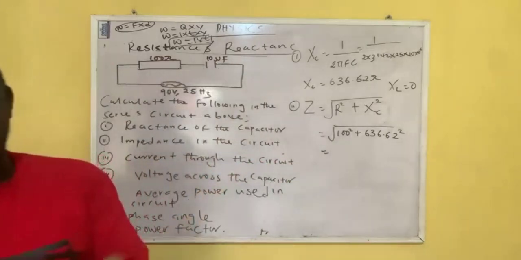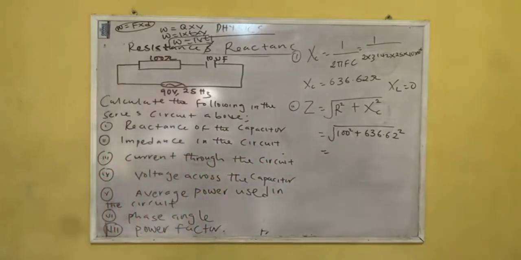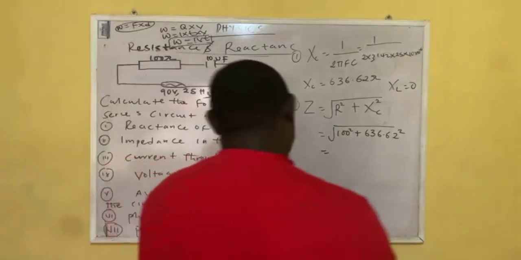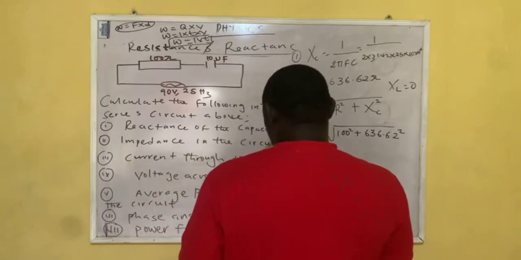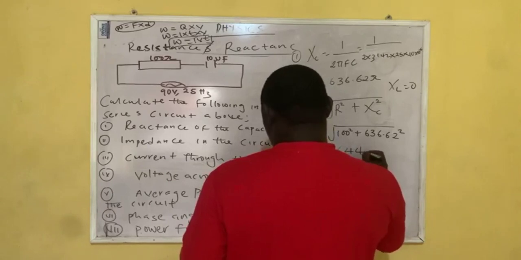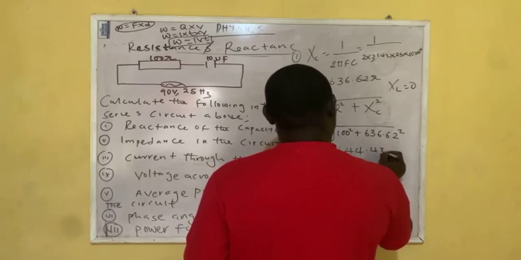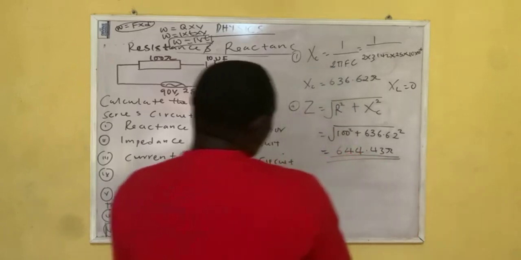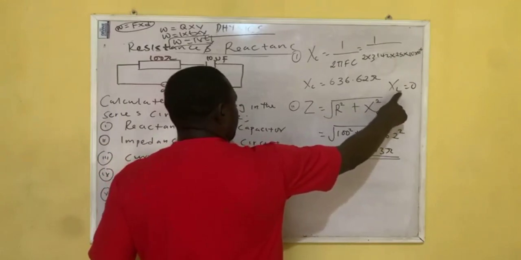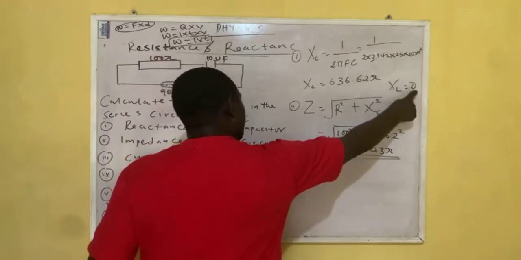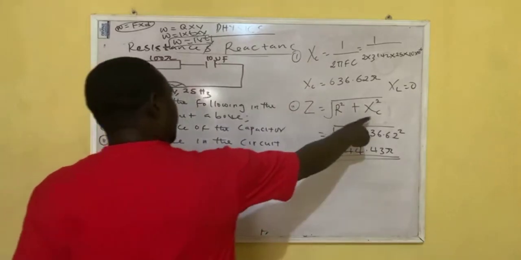Please kindly confirm for me, those of you that are watching online, Emmanuel and others, when you multiply this, what does it give you? What we have here is 64443 ohms. So that's the impedance. Remember, our inductive reactance is 0, so that's why we have it this way.